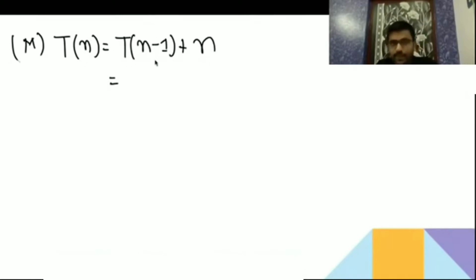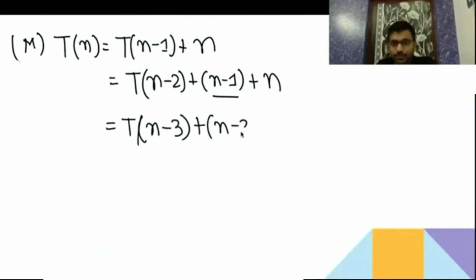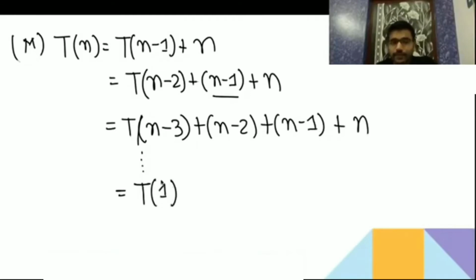Now if T of n minus 1 we will take, it will be T again reduced by 1 plus n minus 1 plus n. So see, T of n is getting reduced to T of n minus 1 plus n. So here you will get n minus 1 and this will get reduced by 1. Now T of n minus 3 plus n minus 2 plus n minus 1 plus n. So like this it will keep on going till T of 1, then here T of 1, so it will be 2 plus 3 plus 4.